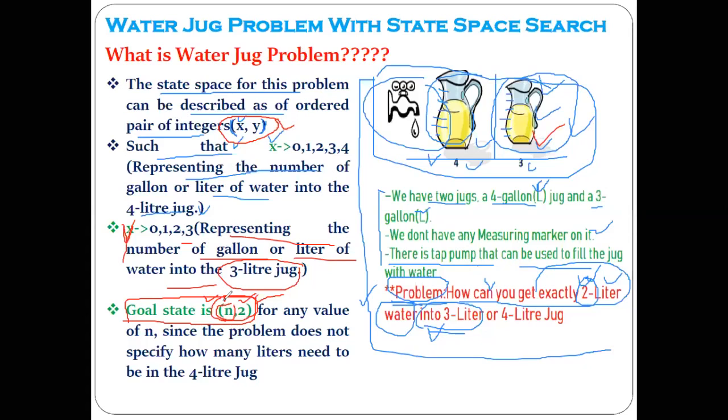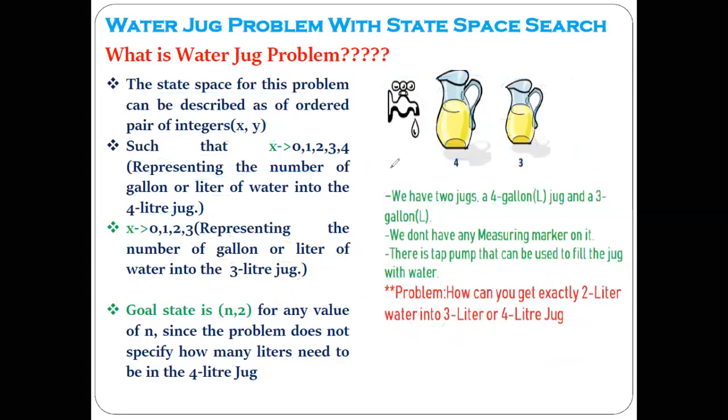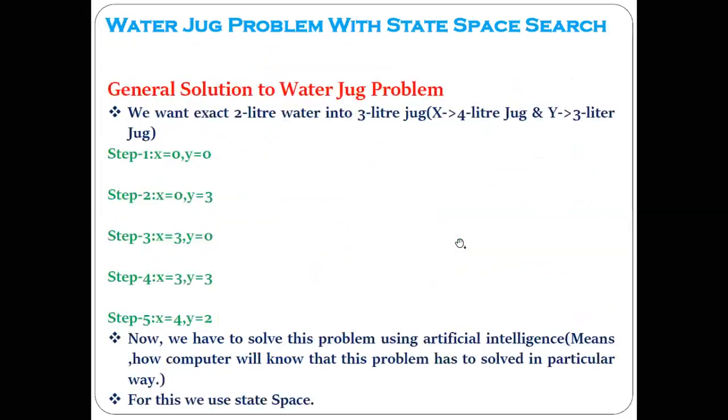Finally, you are getting what we want. We want exactly 2 liter of water in the 3 liter jug. That is this goal state. Understood? I hope all of you have got the initial situation and the final situation that we have to reach, or the goal that we have to reach, or the solution that we have to find. Okay, understood this whole part? Yes, sir.